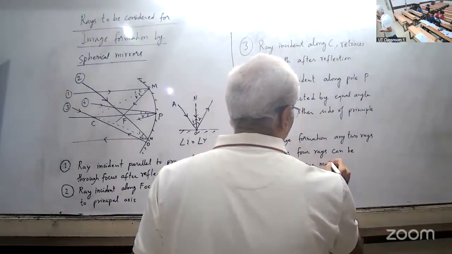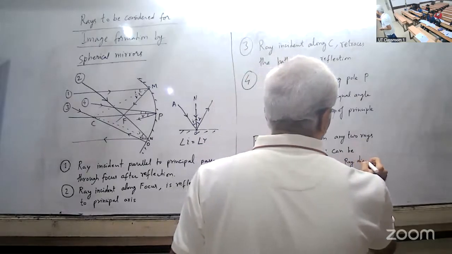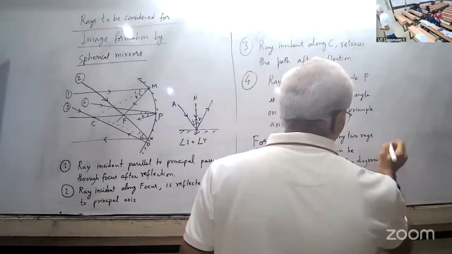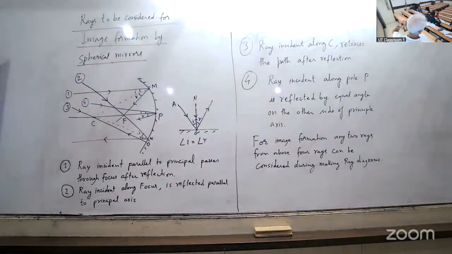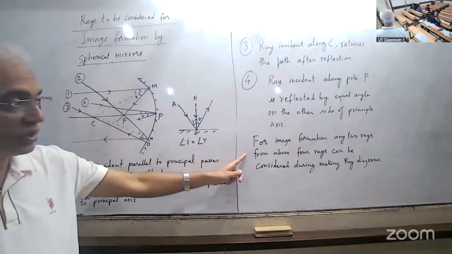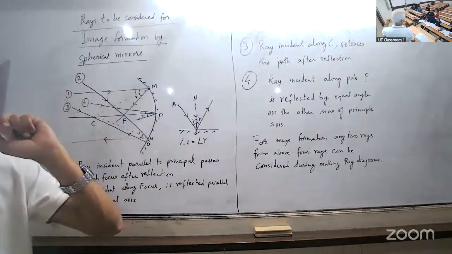During making ray diagrams, ये रूल है। इन चार में से कोई भी दो रेज लेके हम इमेज बनाएंगे। तो इमेज कैसे बनेगा? वो रिफ्लेक्टेड रेज का क्या हो रहा है वो हमें बताएगा कि इमेज कैसा बन रहा है, रियल बन रहा है कि वर्चुअल बन रहा है। ठीक है। So for image formation, any two rays from above 4 rays can be considered during making ray diagrams.